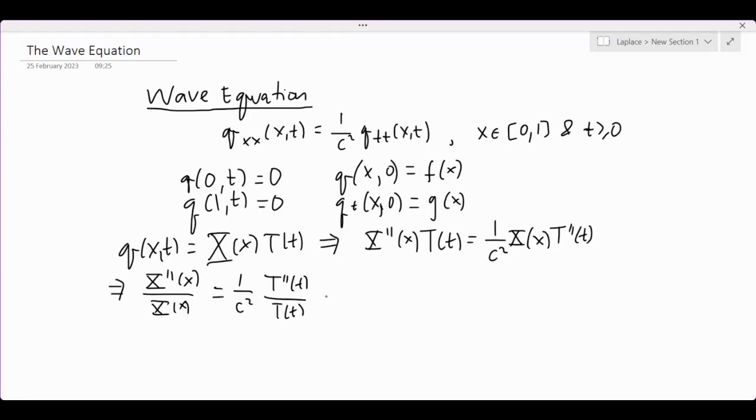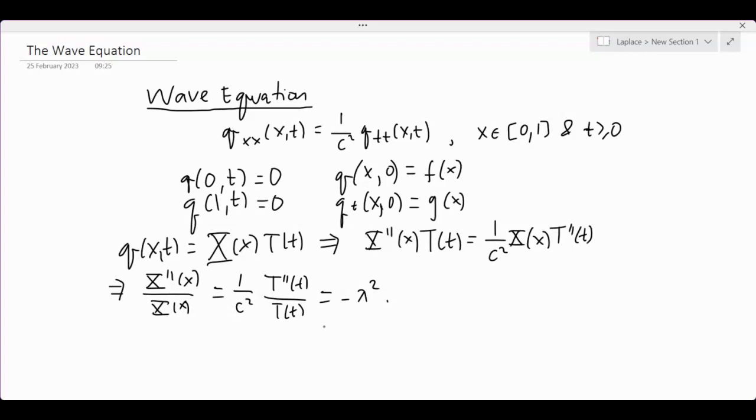Now, the left side of our equation is solely in terms of x, while the right side of the equation is solely in terms of t. And because this expression is true for all possible values of x and t in their respective domains, then we will have to say that each side of this equation will actually be equal to a common value of a constant. Furthermore, it can be shown that to have a meaningful solution for our function, we will have to assume this common value of a constant to be equal to negative lambda squared.